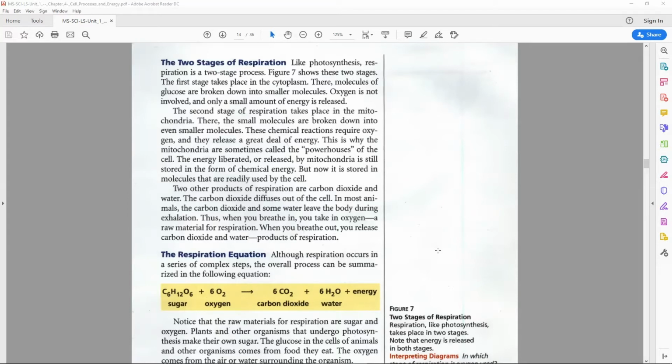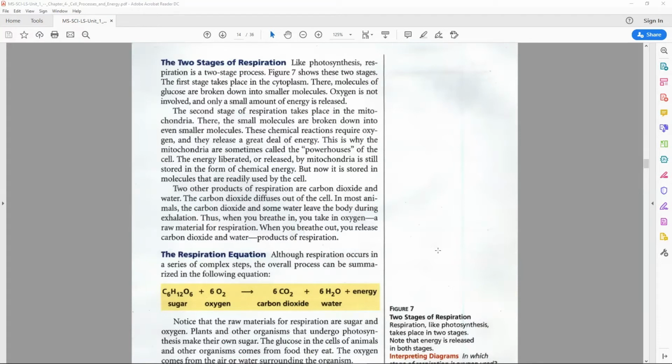The second stage of respiration takes place in the mitochondria. There, the small molecules are broken down into even smaller molecules. These chemical reactions require oxygen and release a great deal of energy. This is why the mitochondria are sometimes called the powerhouses of the cell. The energy liberated, or released, by mitochondria is still stored in the form of chemical energy, but now it is stored in molecules that are readily used by the cell.